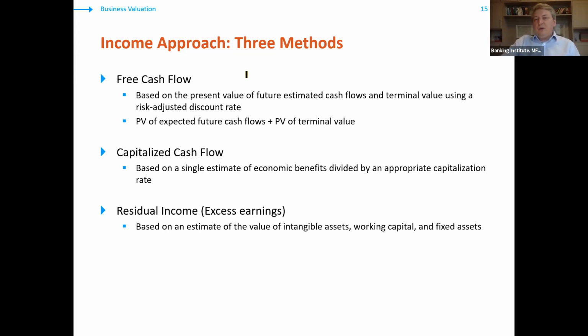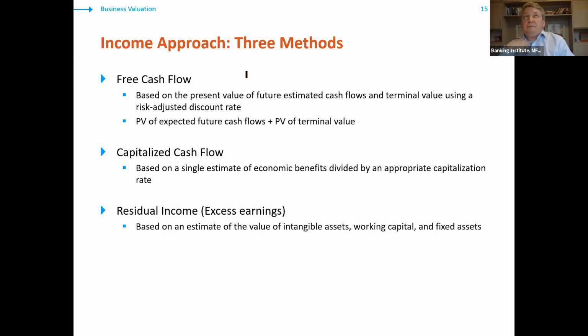And the last possible approach is residual income or excess earnings. In this case, instead of calculating expected cash flows of the company, we take its free cash flow, not free cash flow in this case, it's NOPLAT, net operating profit less adjusted taxes. So we take its NOPLAT, then we take the value of all assets used by this company, and we calculate the cost of owning assets like this.